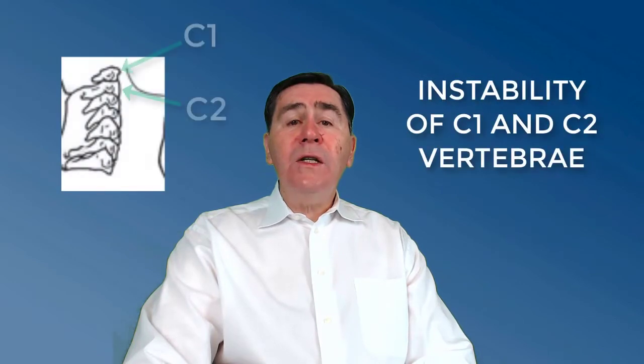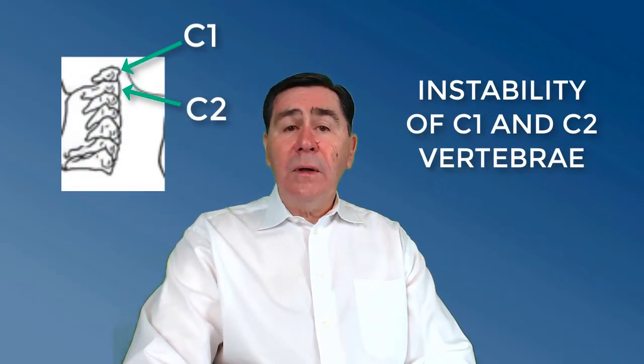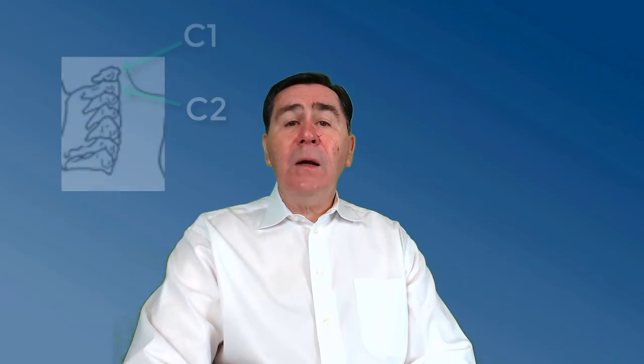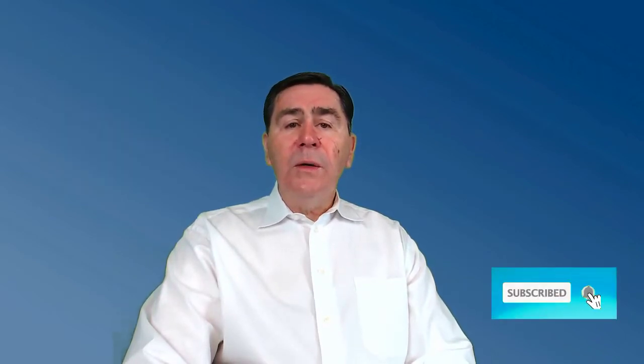Instability of C1 and C2, as discussed. Treatment includes symptomatic measures and cervical immobilization, usually beginning with a rigid cervical collar. Surgery may be needed to stabilize the spine.